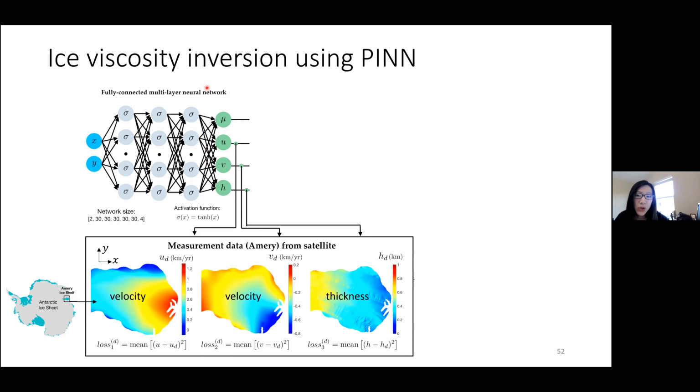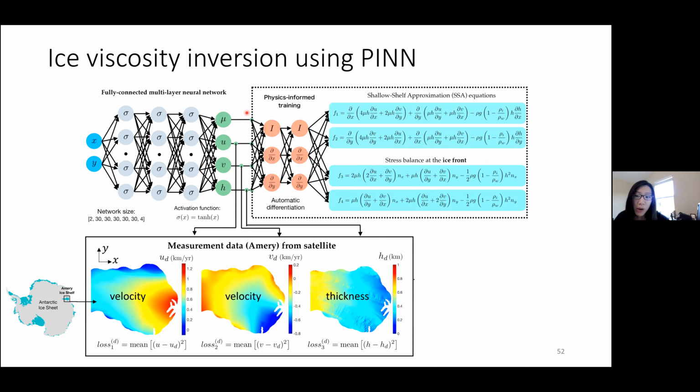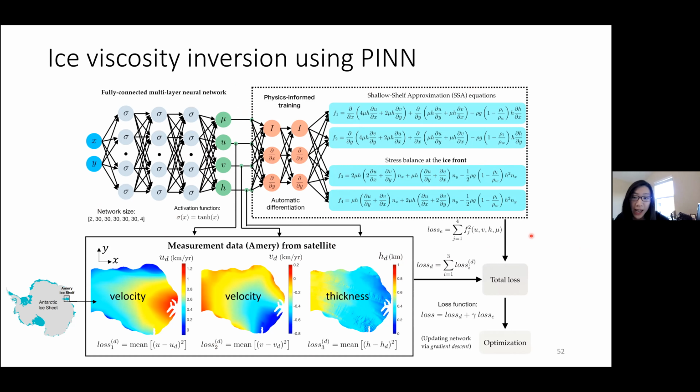We train a neural network to learn the velocity and the thickness fields that closely approximate the observed velocity and thickness data. Then we evaluate how well the neural network predictions satisfy the shallow shelf equations. Then the mismatch between the neural network predictions and the observations and the equations will be penalized and used to update the neural network parameters. So throughout these training iterations, the neural network will find the velocity, the thickness, and the viscosity fields that are consistent with both the observations and our physics equations.